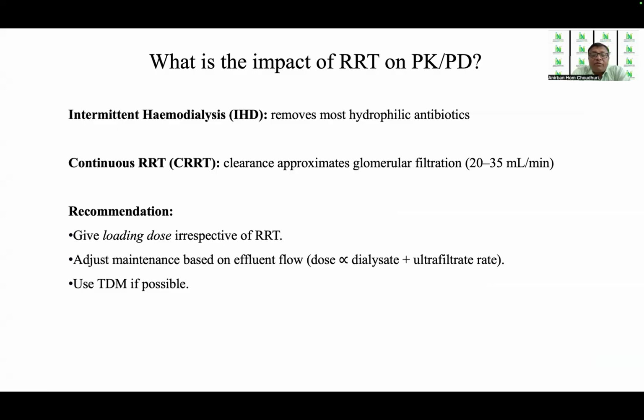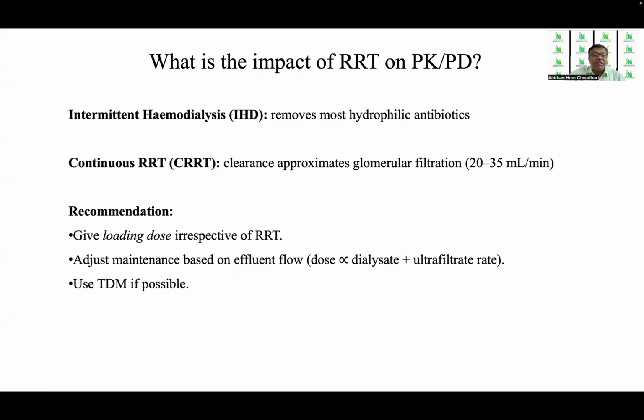So what is the impact of RRT on PK/PD? Intermittent hemodialysis removes most of the hydrophilic antibiotics. So these are the antibiotics which normally remain in the blood, and their dose is increased. Continuous CRRT clearance approximates glomerular filtration rate, which is around 20 to 35 mL per minute. So the recommendation is always give a loading dose irrespective of RRT and adjust the maintenance dose based on effluent flow, because that ultimately determines it. The dialysate dose plus ultrafiltrate will give you the total measurement of the effluent.